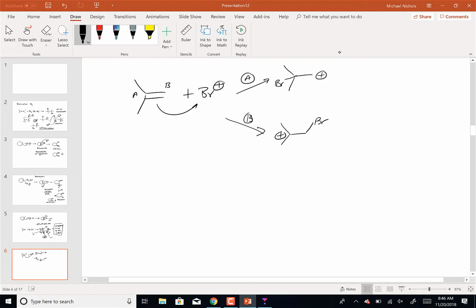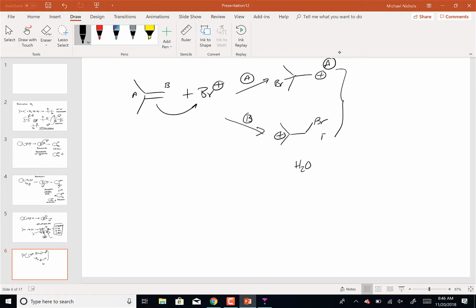If I do it without the triangle, where would the water add? Which one of these two intermediates is more stable? Intermediate A or intermediate B? Which one's more stable? B, definitely, right? Am I even allowed to draw A? No, because it's a primary carbocation.